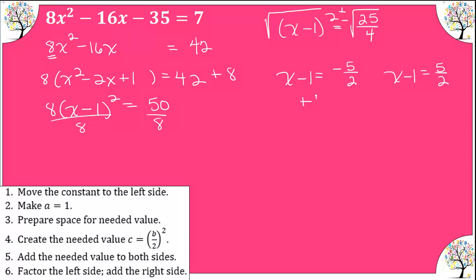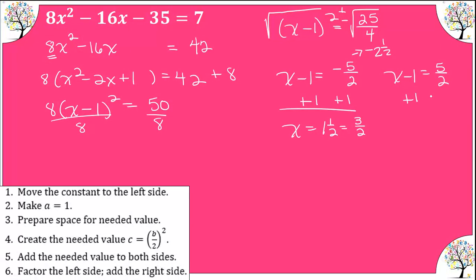Now we're going to add 1 to both sides. So x equals. So negative 5 over 2 is really negative 2 and 1/2. So when I add 1 to that, I get negative 1 and 1/2, or negative 3/2.